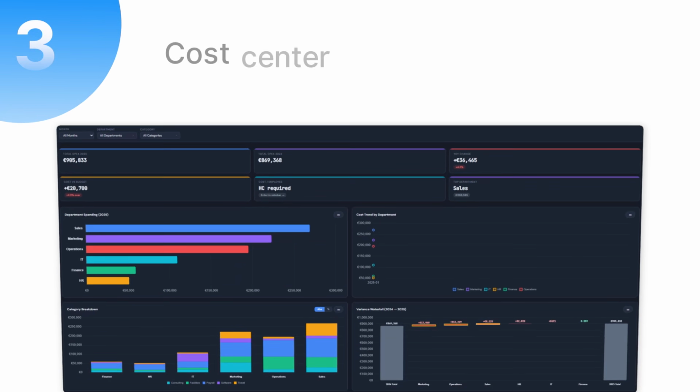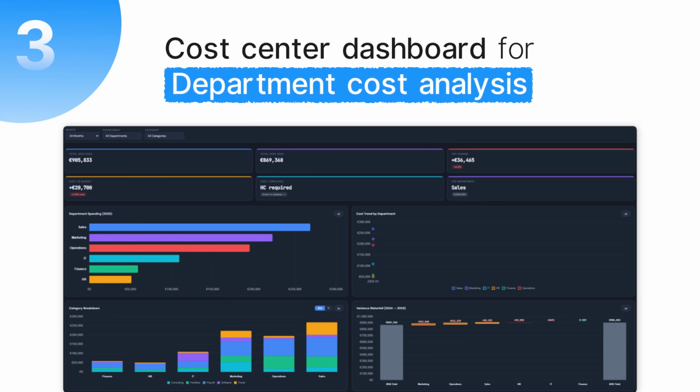For the third dashboard, we are building a cost center dashboard. This one tracks which departments and cost categories are driving spending increases year over year, with drill down all the way to individual GL entries. You can adapt this to whatever cost reporting structure your organization uses.